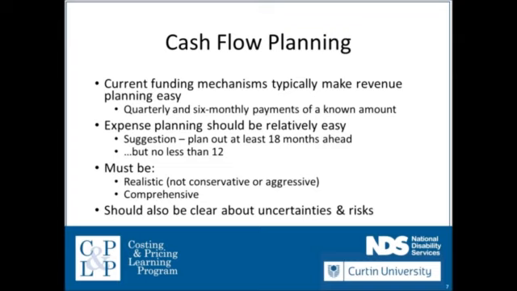It's said in this slide that the expense planning should be relatively easy. We're looking at our expenses over that period, but incorporating our capital expenses as well, so the amount of money that's going to flow out of the organisation as a result of turning over motor vehicles, replacing IT, or other aspects of assets that need to be replaced. Certainly 18 months is the minimum, as we've said before, but certainly no less than 12 months.